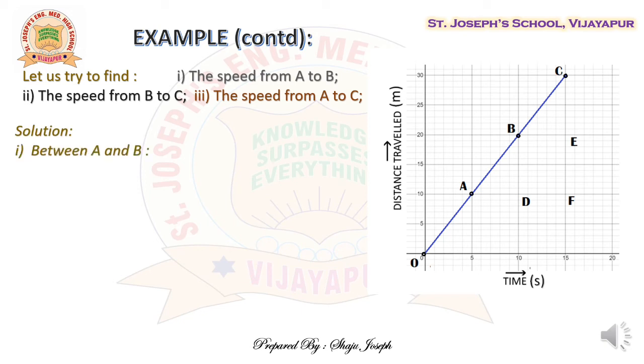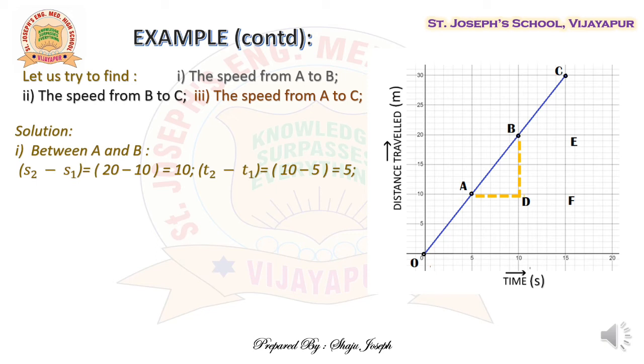How to find out that? So here is what we do. First draw a horizontal line from A, extend it, and also drop a vertical line from B. They both intersect at a point D. So now we will consider the difference in distance. What is the difference in distance? I'll call it S2 minus S1.